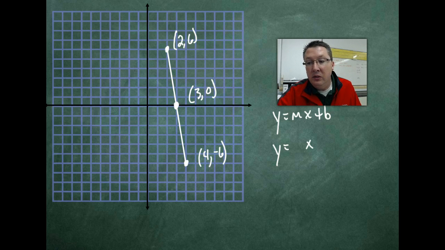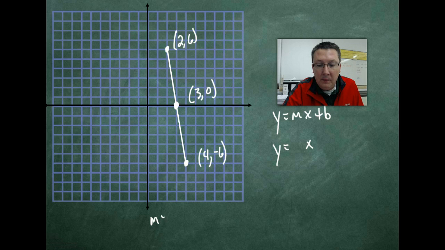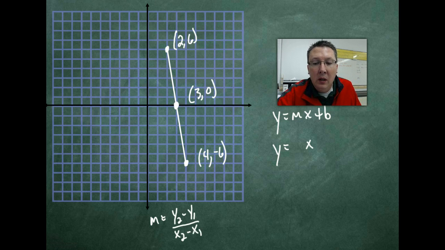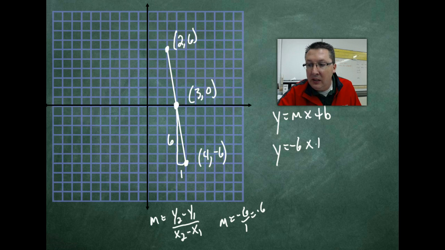We could either use the slope formula, y2 minus y1 over x2 minus x1, or we can just make a right triangle out of any two of these points and count the rise and the run. From the point 3, 0 down to 4, negative 6, we go down 6 over 1. So that's a slope of negative 6 over 1, or just negative 6. That's my m.